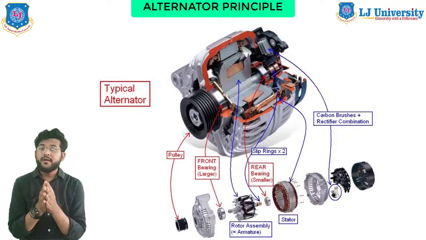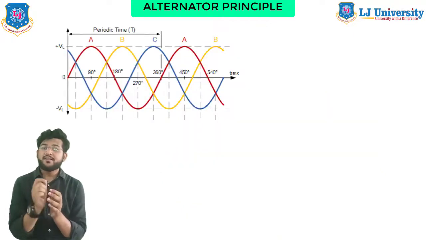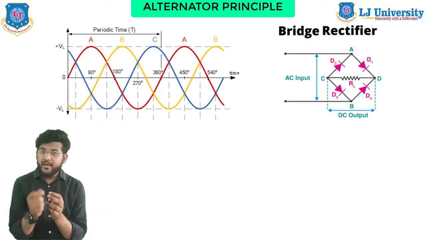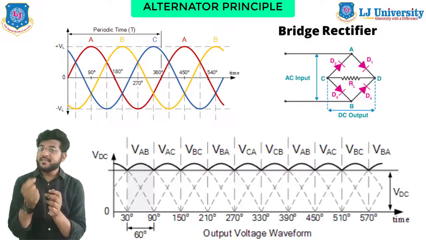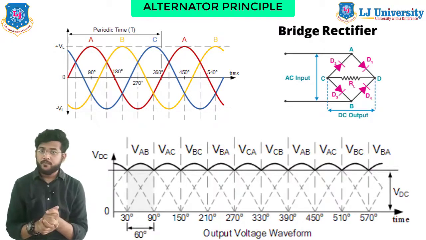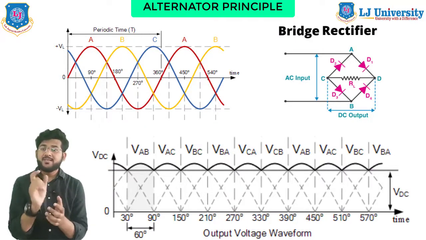The alternator thus produces three-phase AC current, and this is given to the rectifier bridge, which converts it into the DC current, which can then be supplied to the different loads. So this was about the principle of the alternator.